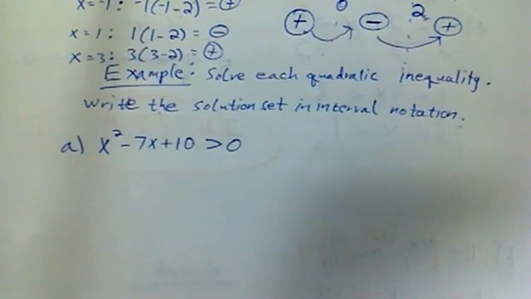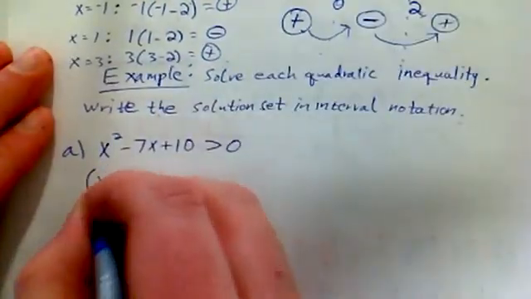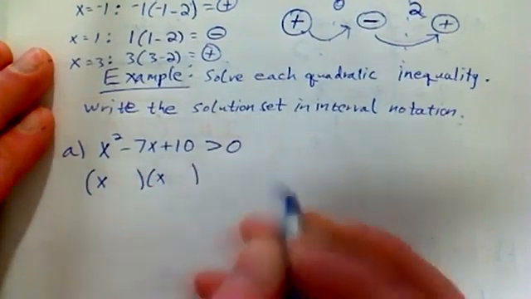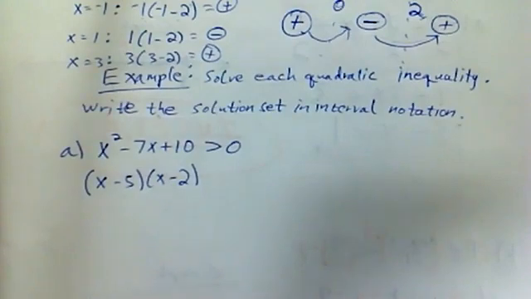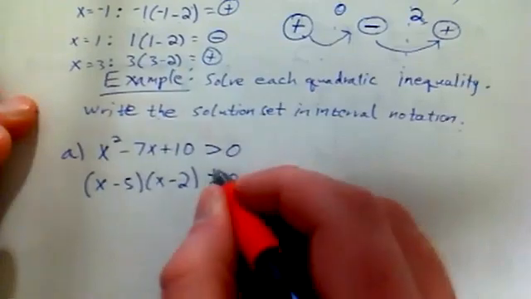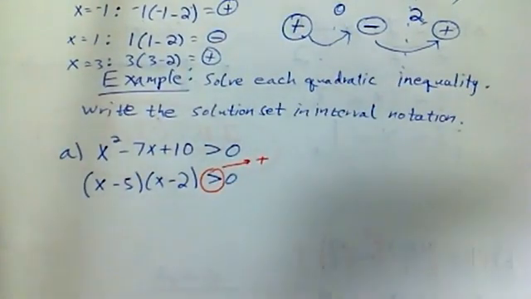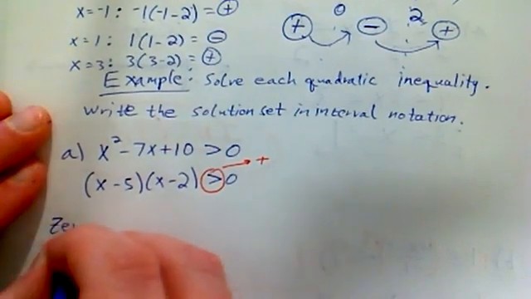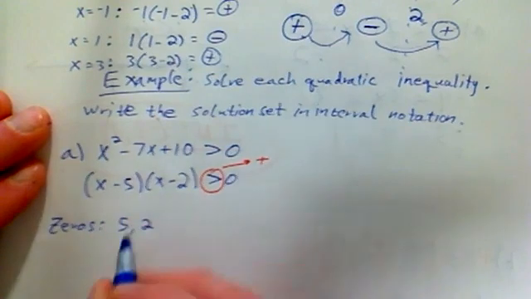So notice everything is greater than 0. That's what we want. It's just like the equation where we want everything equal to 0. We just have everything greater than 0. And I'm going to factor if I can. And I notice that x minus 5 and x minus 2 works. And that's greater than 0. Now, we want to keep in mind we want things greater than 0, which means we want positive things. Okay? So our zeros, you can see from here, are at x equal to 5 and 2, whatever could make this equal to 0.